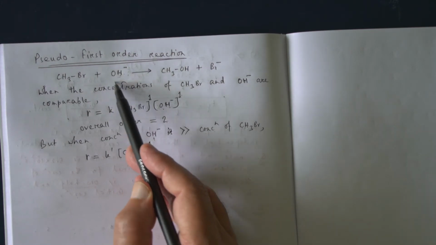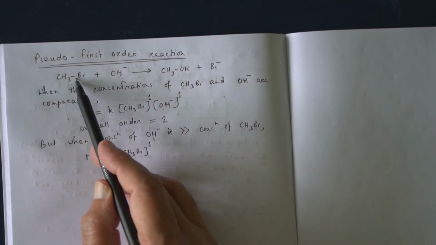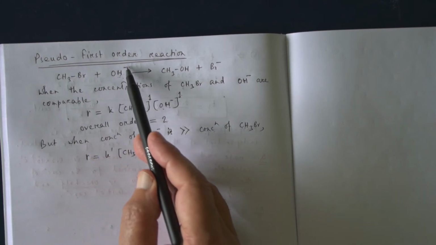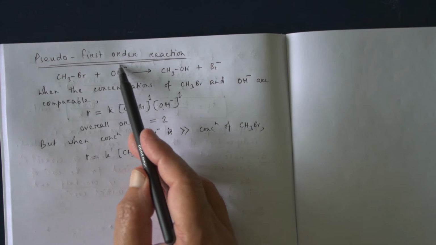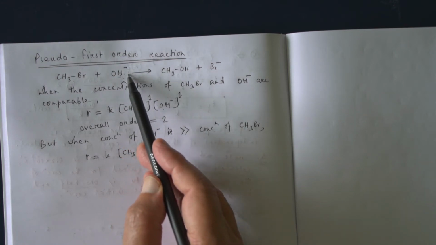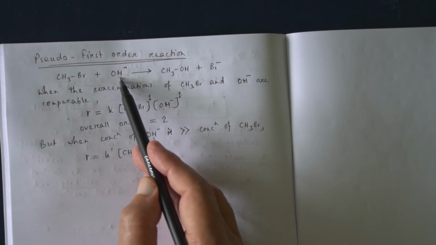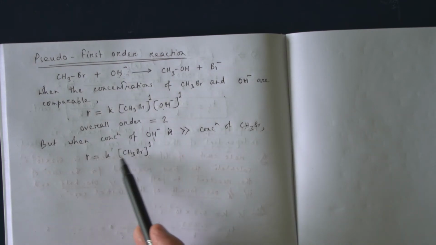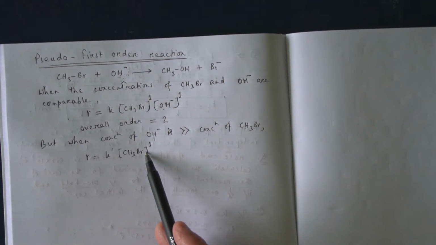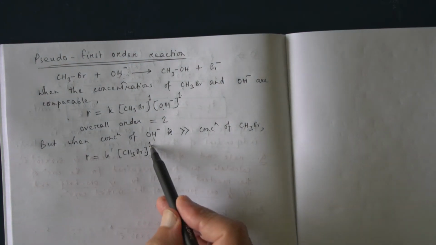When concentration of this is very high compared to this, then we can assume that as if concentration of aqueous potassium hydroxide does not change. We can assume this. So concentration does not change means it is constant. So we can write like this. Okay. Now the reaction becomes first order.